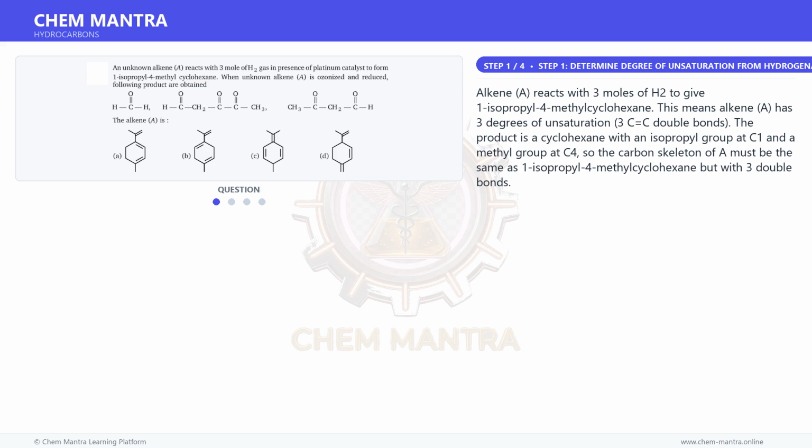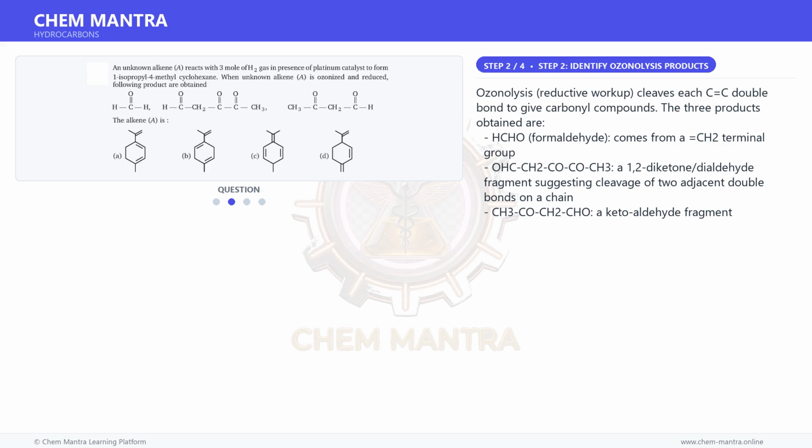Alkene A reacts with 3 moles of H2 to give 1-isopropyl-4-methylcyclohexane. This means alkene A has 3 degrees of unsaturation, that is, 3 C=C double bonds. The product is a cyclohexane with an isopropyl group at C1 and a methyl group at C4, so the carbon skeleton of A must be the same as 1-isopropyl-4-methylcyclohexane but with 3 double bonds.